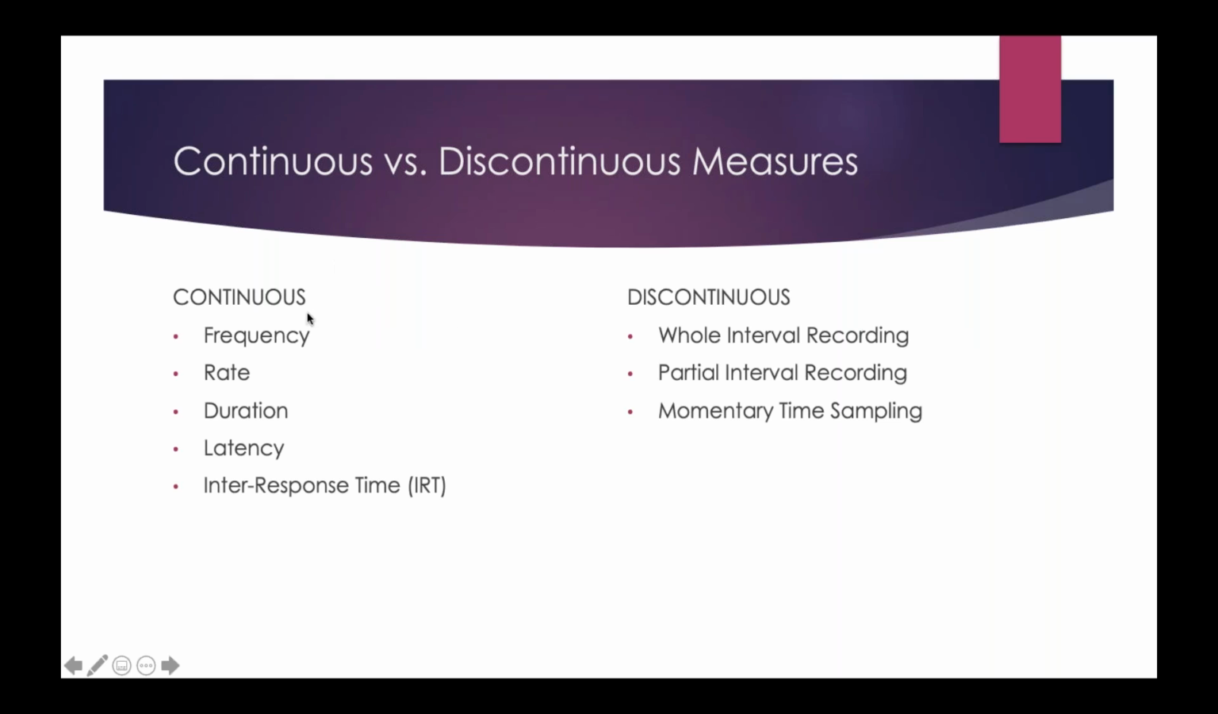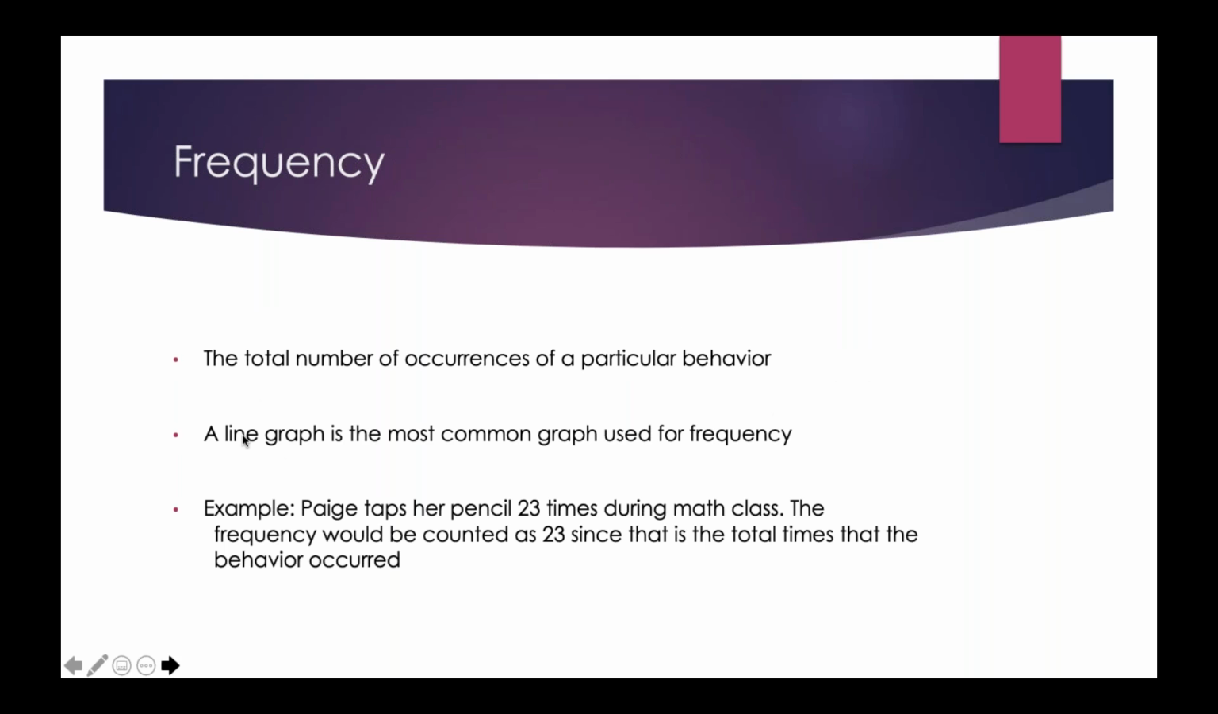The types of continuous measurements are frequency, rate, duration, latency, and inter-response time. Discontinuous measurement includes whole interval recording, partial interval recording, and momentary time sampling. We're going to go over continuous measurements first.